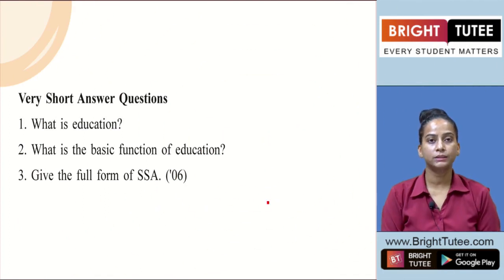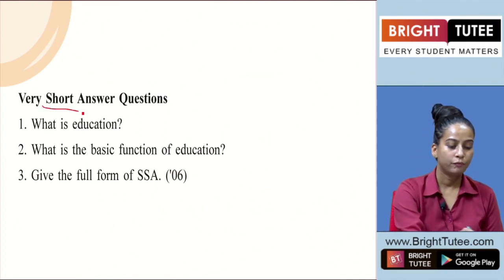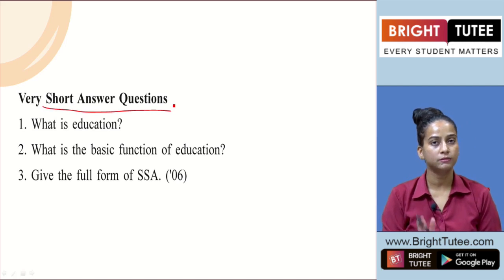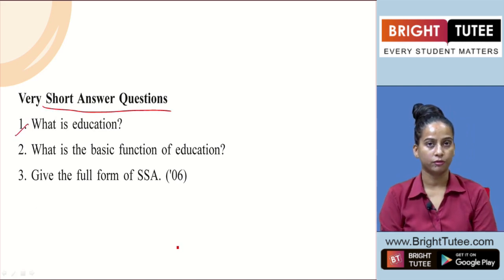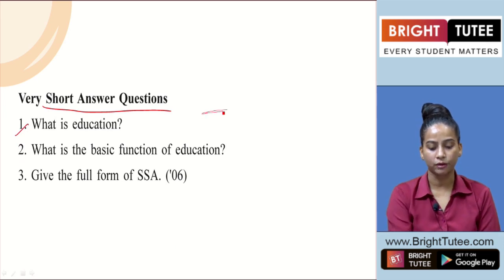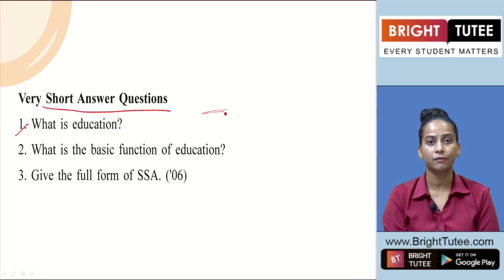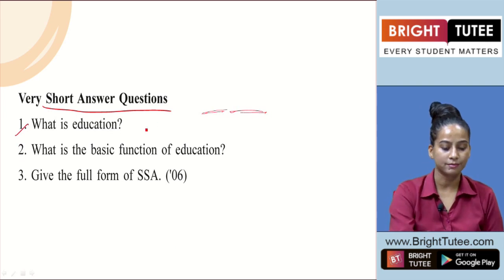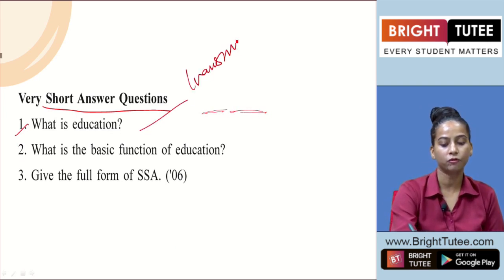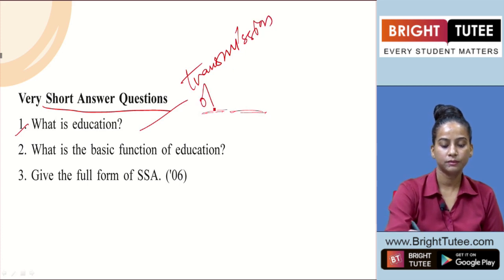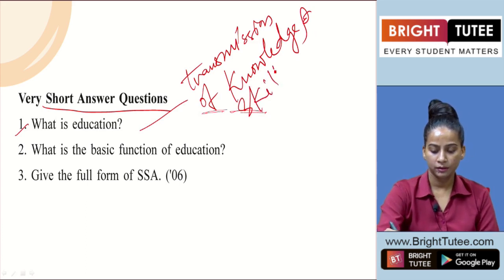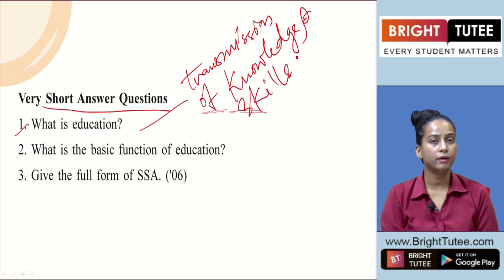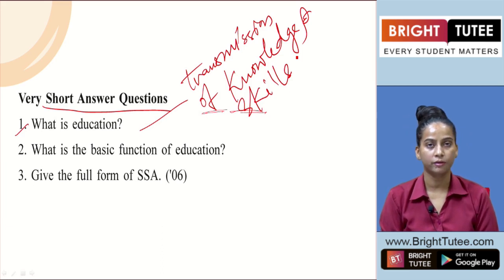Now we are going to start with the discussion of the very short question answers based on this unit 8 of class 12 sociology. Here the first question they have asked, what is education? So we need to define the meaning of this education. We can say that education is the transmission of knowledge and skills from one generation to another generation.